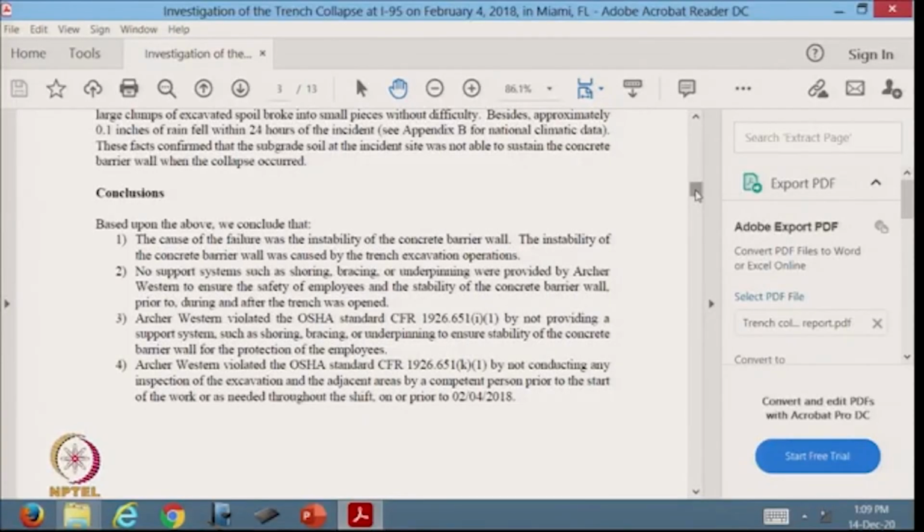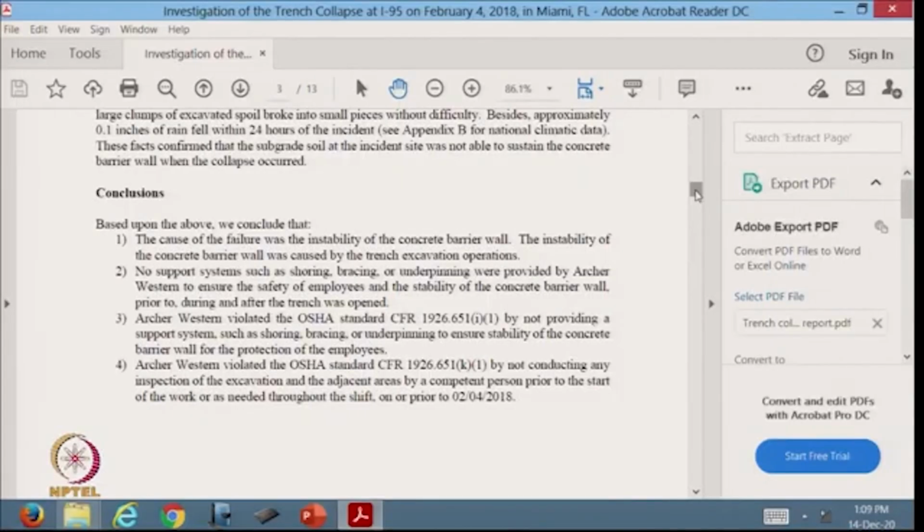No support system such as shoring, bracing or underpinning was provided for the stability of the concrete wall during and after the trench was opened, and there was a violation of the OSHA standard rule, which says that whenever you have to do excavation work, appropriate shoring, bracing or underpinning of the adjacent structures has to be done. So they didn't take care of the safety rule. They also did not conduct any inspection of the excavation and adjoining areas by competent personnel, which is actually required as per the OSHA guidelines. So these were the reasons which led to the accident.